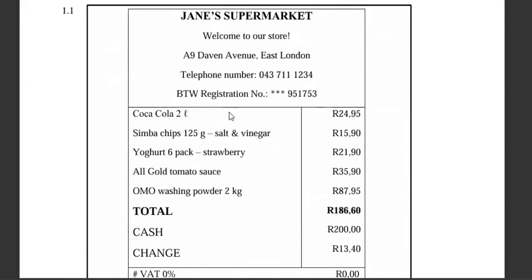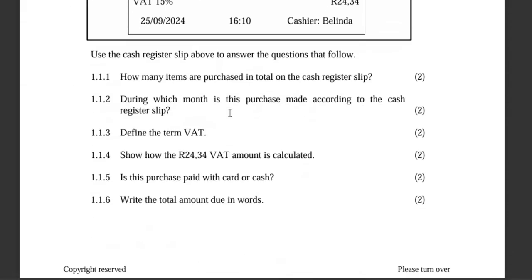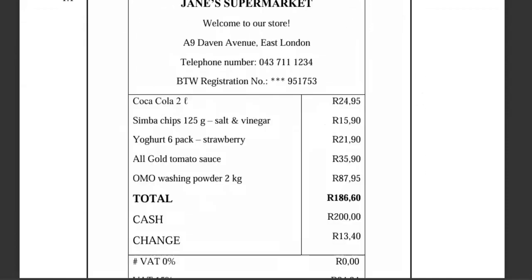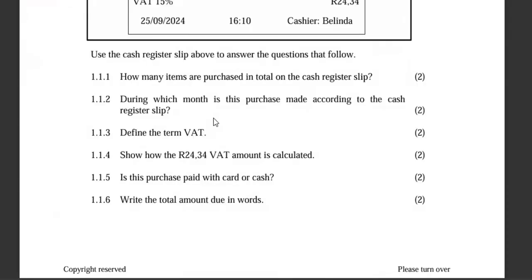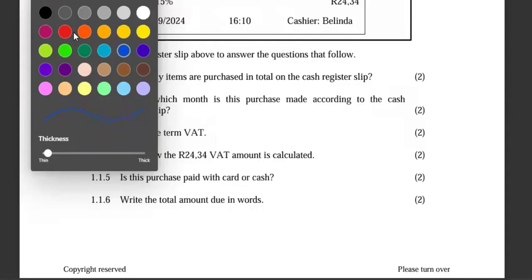We see what we call a till slip. Use the cash register slip above to answer the questions that follow. How many items are purchased in total on the cash slip? What you're going to do is check the items here. We count them. We need to count them now.